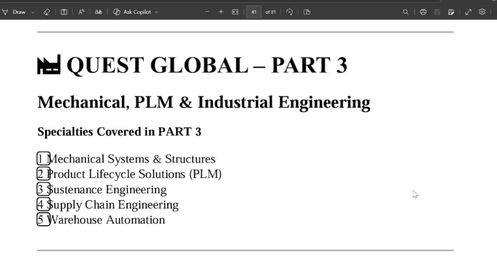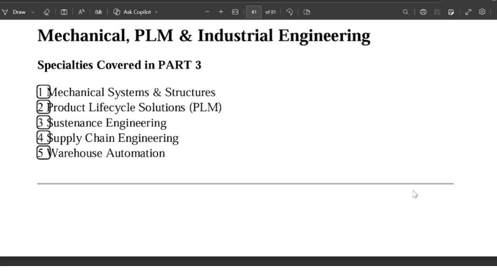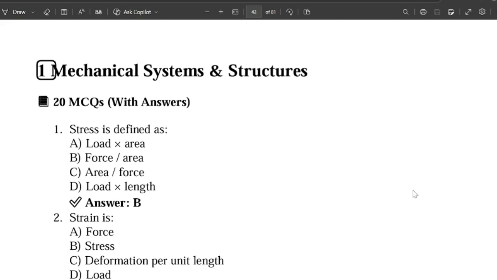Next one is mechanical systems and structures.